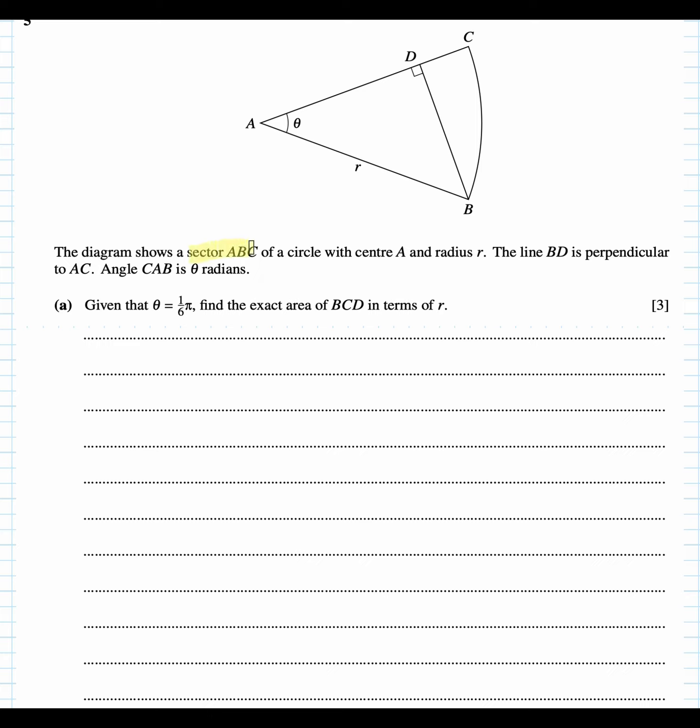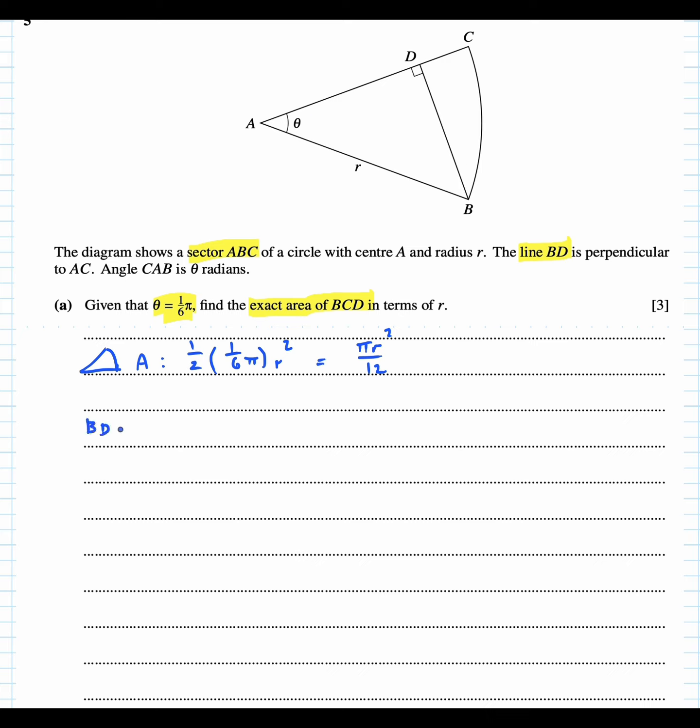So you can keep your calculator in radian mode, as we now have a sector question. We have a triangle and a partial part there. So let's have a look. We're given theta is pi over 6, and we have to find an exact area for part A in terms of r. Your formula for the area of a sector is half times theta times radius squared. So we put those values in, and we've got our answer of pi r squared over 12.